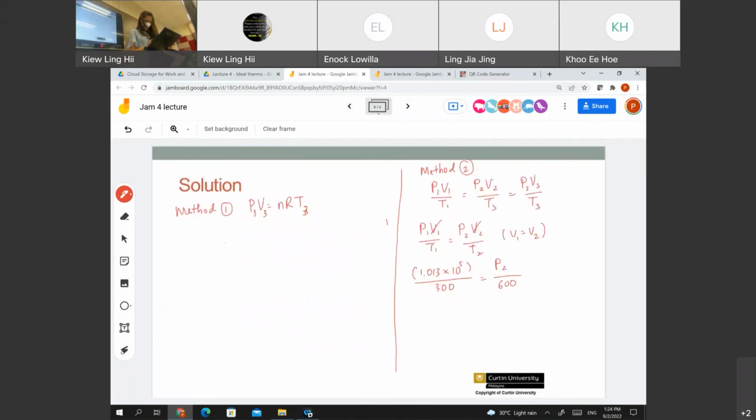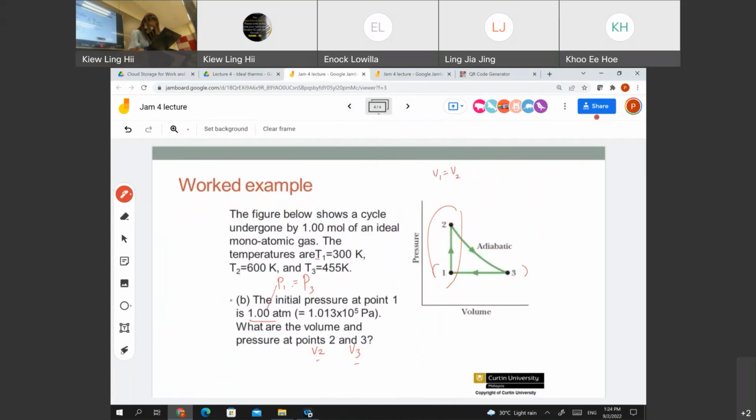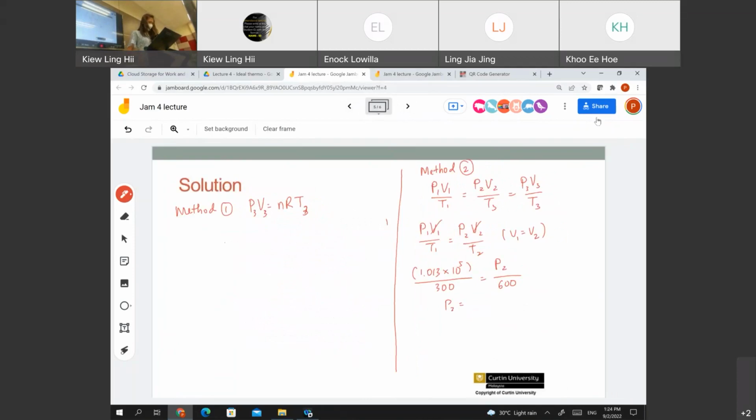Okay, so can you try to look for these values? Not only V2 and V3, also P2 and P3. So using these two methods, look for all the values for P2, P3, V2, and V3. And you show your working inside.